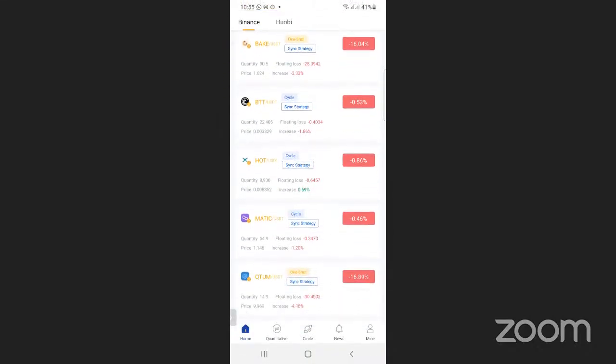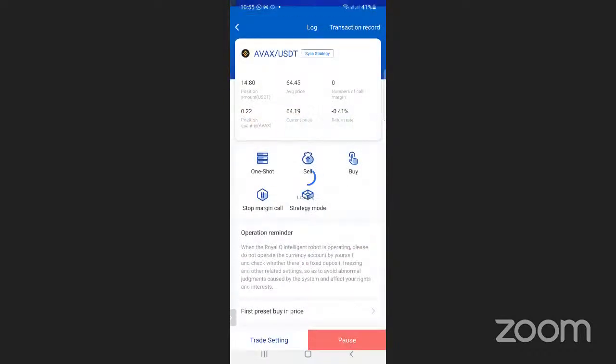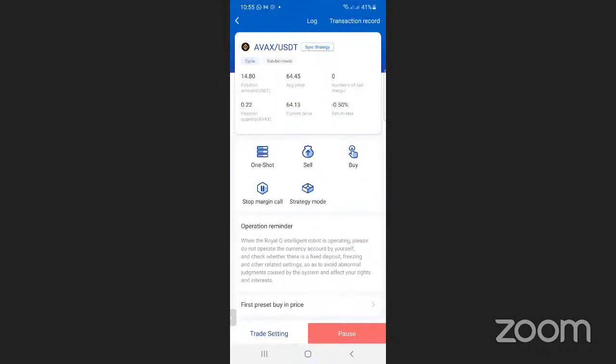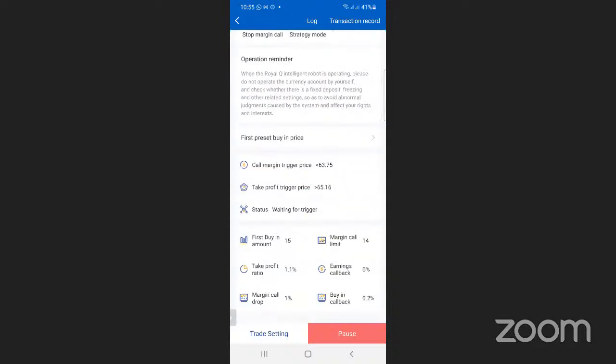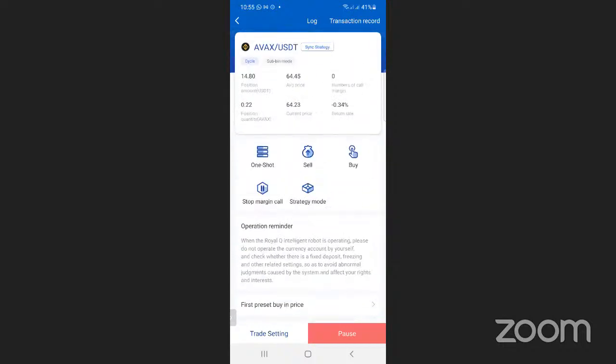Let me try another coin. This one. Okay, you see, the current position amount, the total cap money is 14.80. The average price is 64.45. The current price is 64.25. Let us look at the trigger price. The trigger price will take off at 65.16, okay? Meaning, if the current price gets at 65.16, this robot will sell.